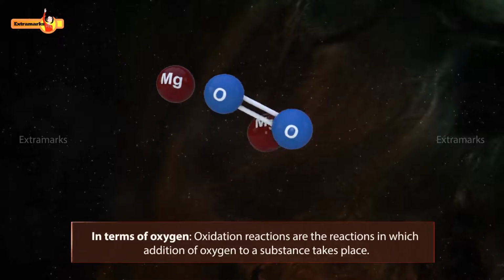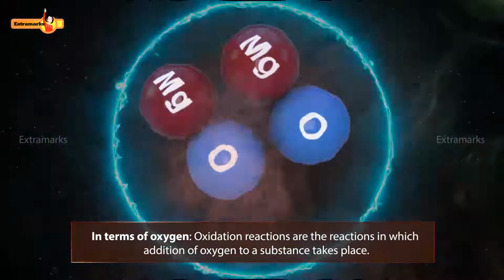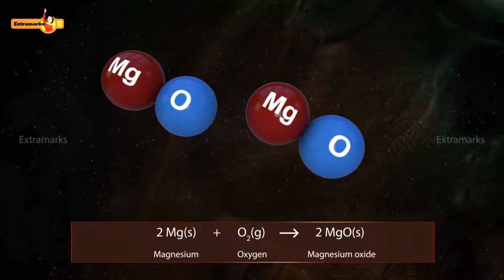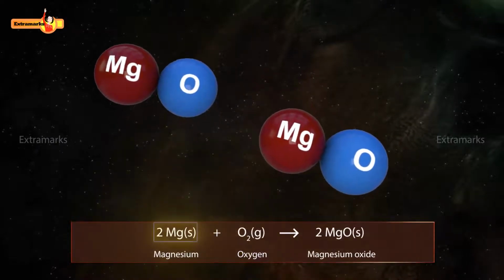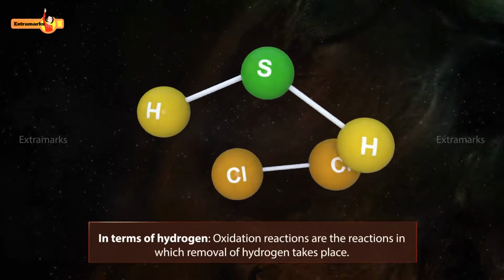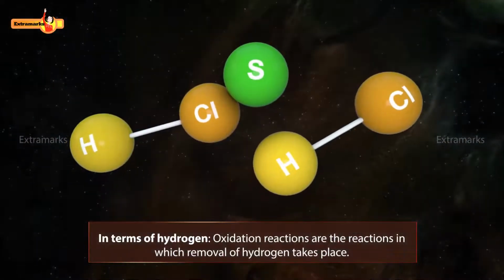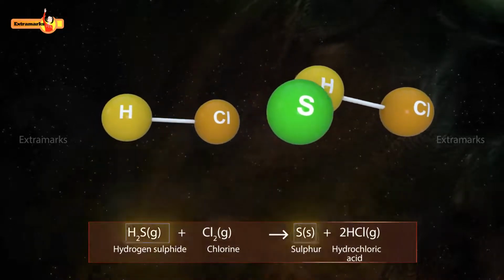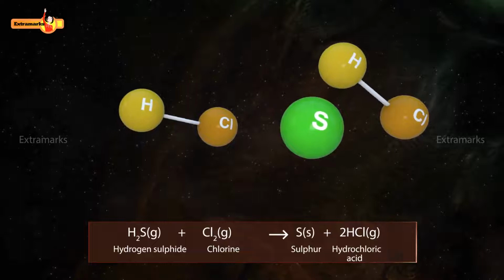In terms of oxygen, oxidation reactions are the reactions in which addition of oxygen to a substance takes place. Here, oxygen is added to magnesium. In terms of hydrogen, oxidation reactions are the reactions in which removal of hydrogen takes place. In this reaction, hydrogen is removed from hydrogen sulfide.